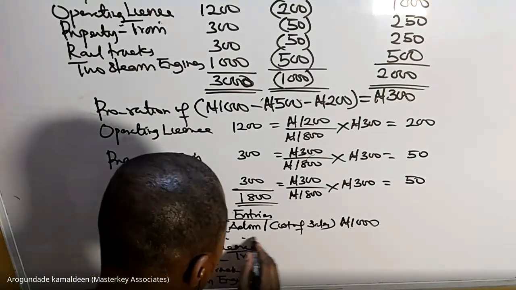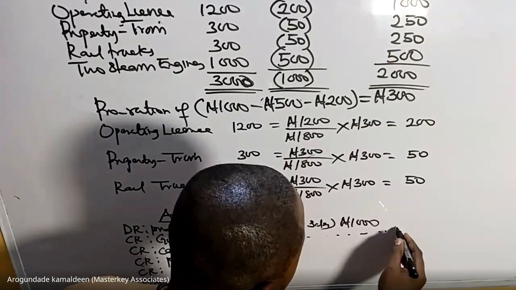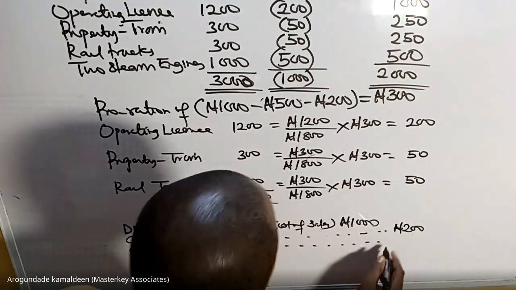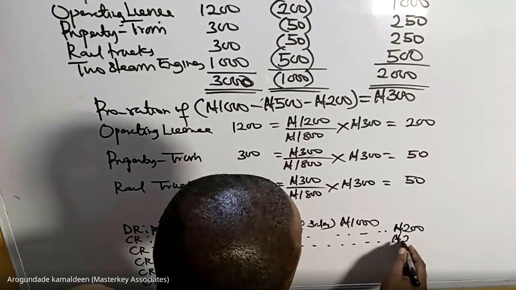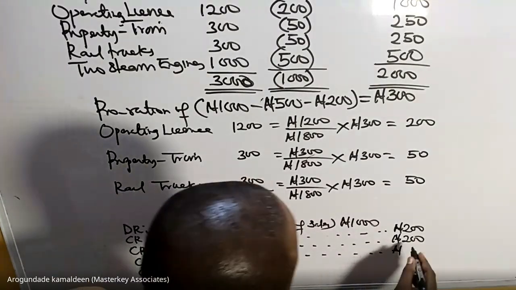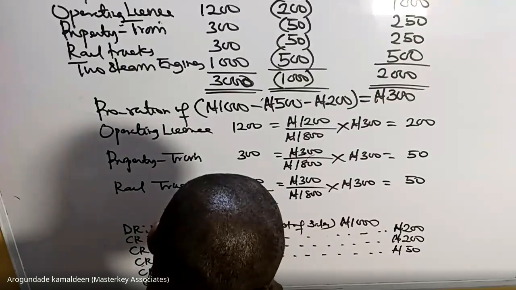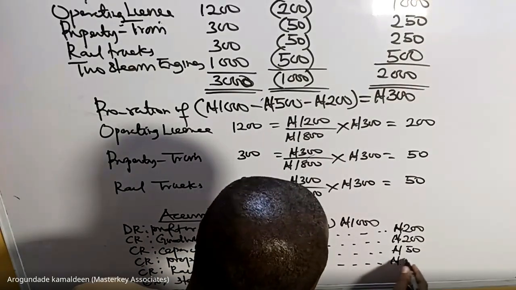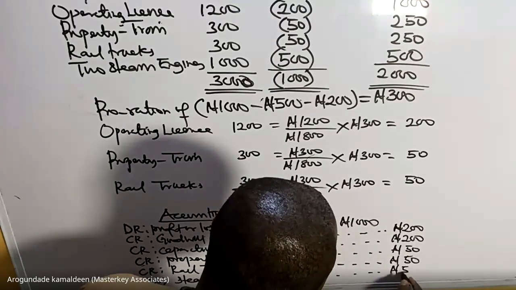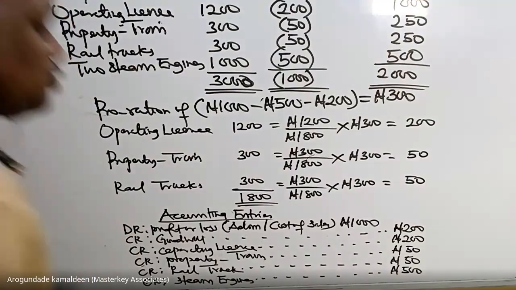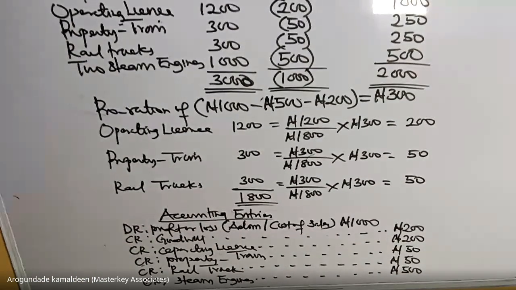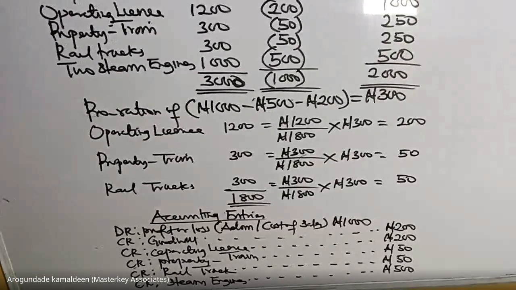So the goodwill suffers 200, the license too suffers 200, the property train 50, the track 50, the engine 50. If you add, you must add. So that is what you are going to do, okay, as the accounting treatment. That is the treatment of the first event, okay?